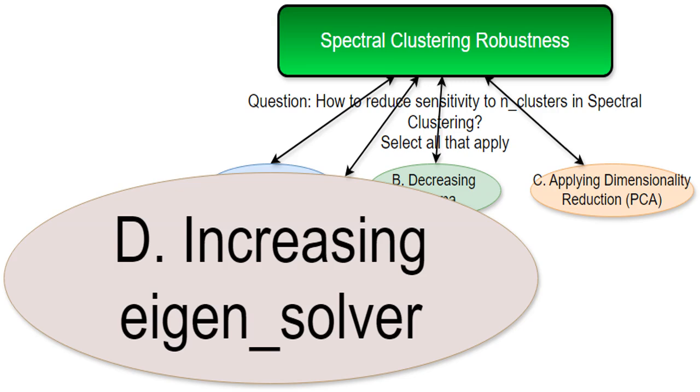The eigen_solver parameter determines the method used to find the eigenvectors of the similarity matrix. Changing the solver might improve computational efficiency or numerical accuracy, but it does not directly address the sensitivity to the chosen number of clusters, n_clusters. The choice of solver doesn't change the underlying issue.